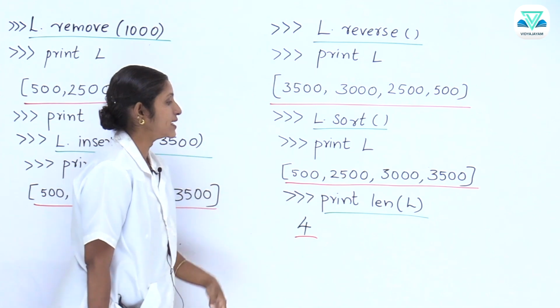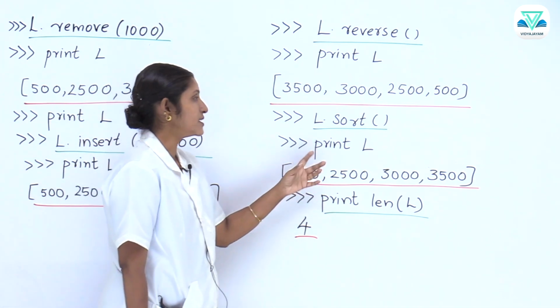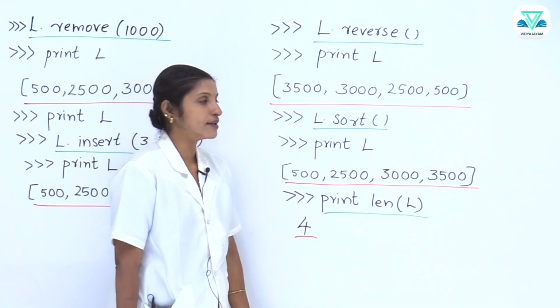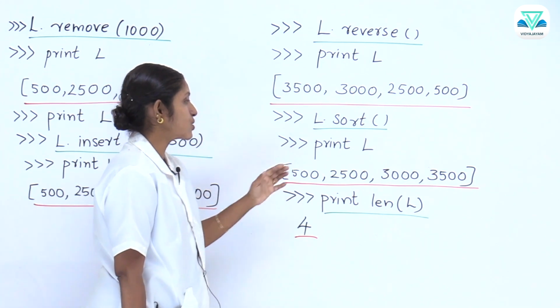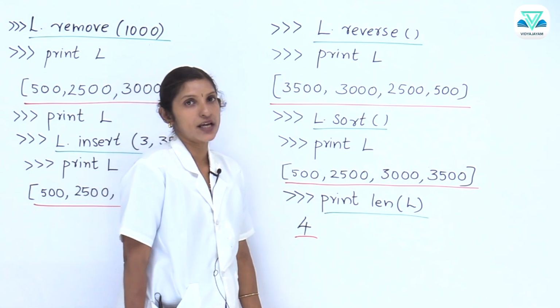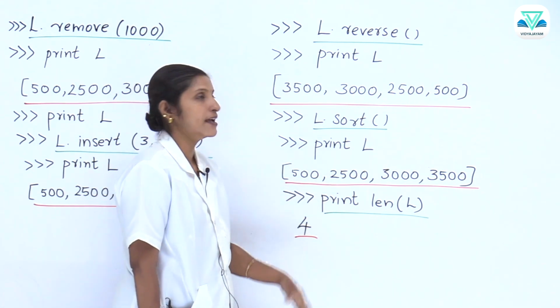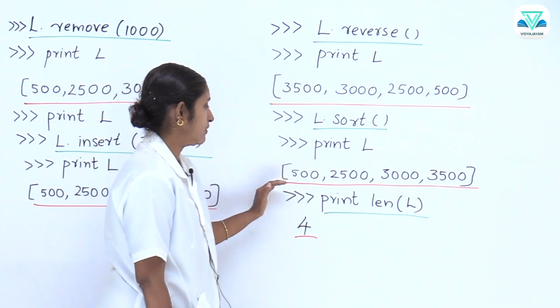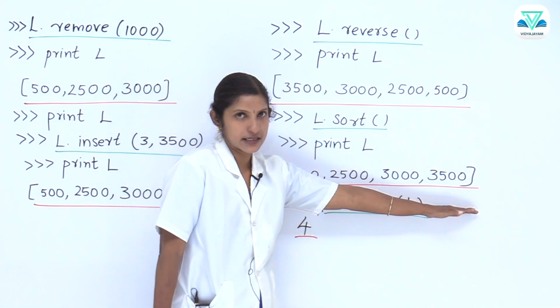Now the next function is L.sort. Sort is a function which is used to sort the list elements. So when we sort the list elements, we are able to display them in ascending order, and we are able to see the elements here.